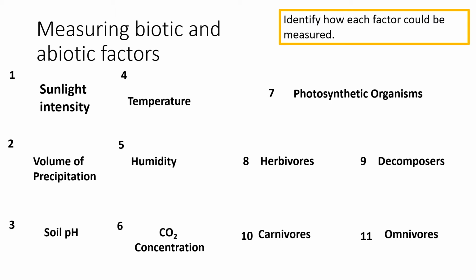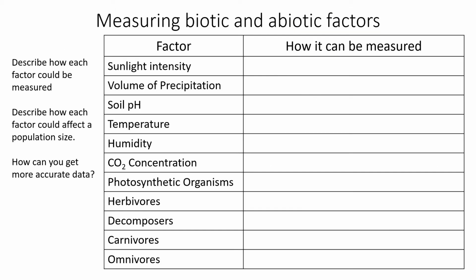The extension question you're asked is identify how each factor could be measured. And again, each of those individually has its own piece of equipment. You should be able to identify the piece of equipment that would be used to measure each one of these. Pause the presentation now, try and work out what equipment you'd use. And then when you're ready, you can restart the presentation and go through the answers. Again, if there's anything you get wrong, make sure you take the time to memorize it before you get any exam questions. So pause the presentation now.